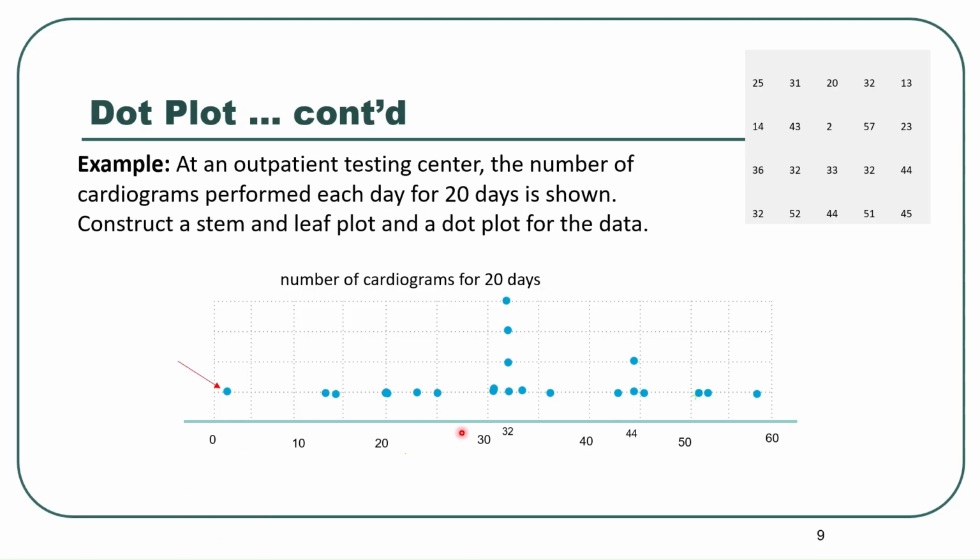Now looking at that graph, I can say I have 32 repeated 4 times, 44 2 times, so the most frequent value was 32. I can say that that point, the 2, is actually an outlier because it is separated from the main bulk of my data. I could say the data are centered here in the middle between 30 and maybe 35. Most of the data are here.